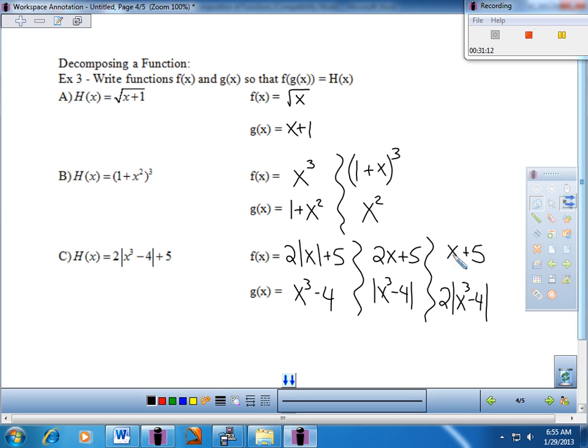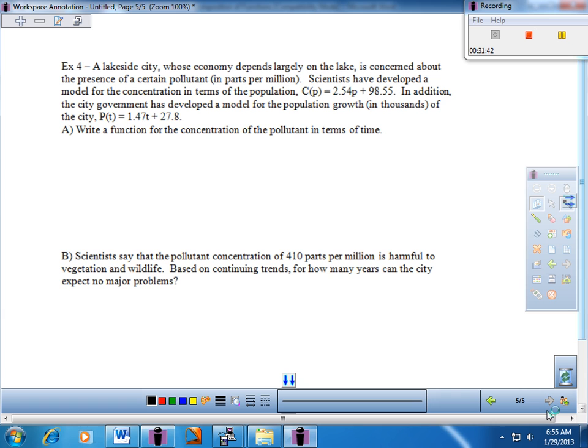Cool. So multiple possibilities. That's kind of what I like about this type of problem right here. So see if you can be creative with it. I did some of the boring ones there, but I'm sure there's some other ones out there. All right. Well, let's go do, looks like the last example, and just a decent application. Let's see if we can put it together.